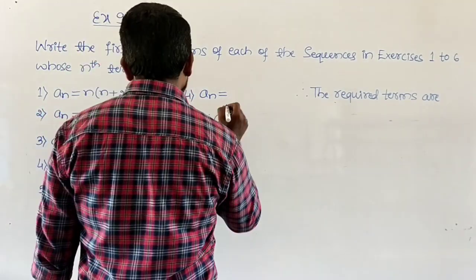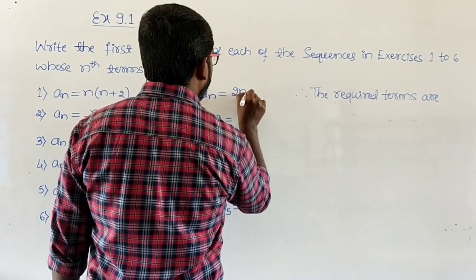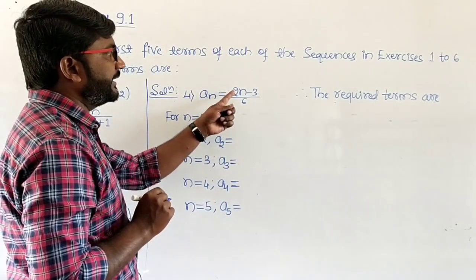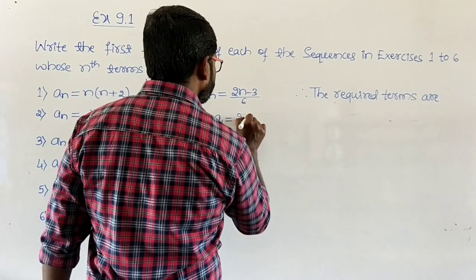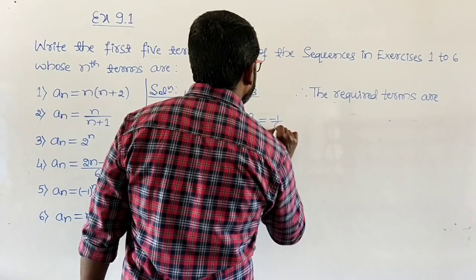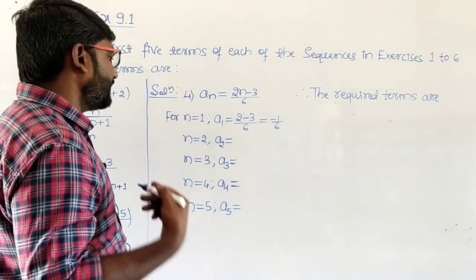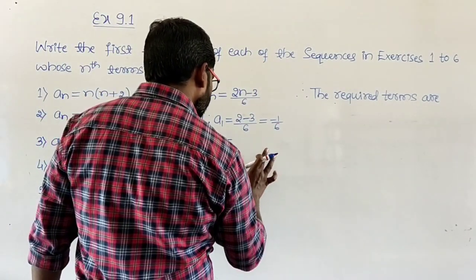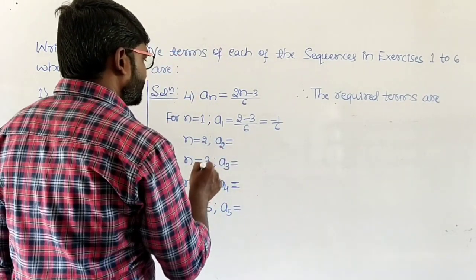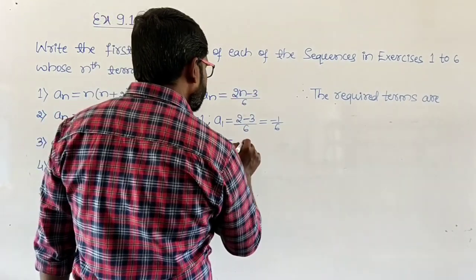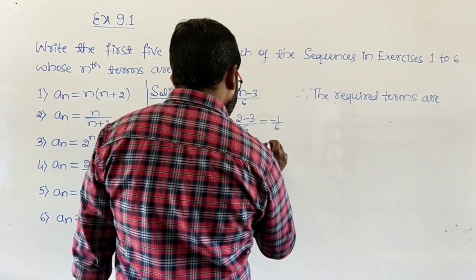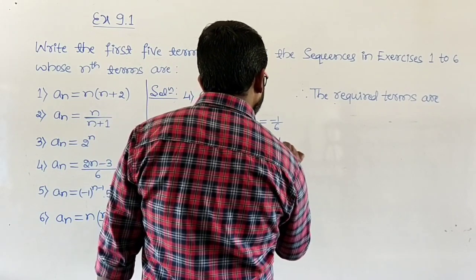an equal to 2n minus 3 divided by 6. Now for n equal to 1 you get 2 minus 3 divided by 6. 2 minus 3 it is minus 1 divided by 6. And then now for n equal to 2, so what do we get now? 2 into 2 it is 4 minus 3 divided by 6. 4 minus 3 it will be 1, so you get 1 by 6.